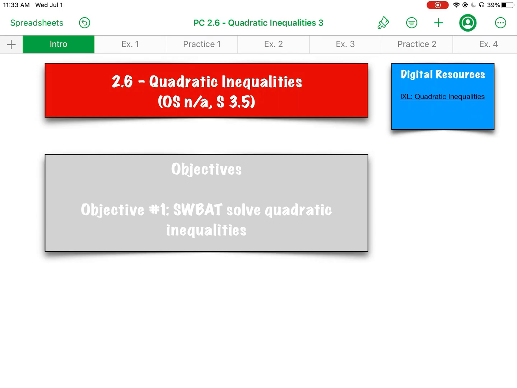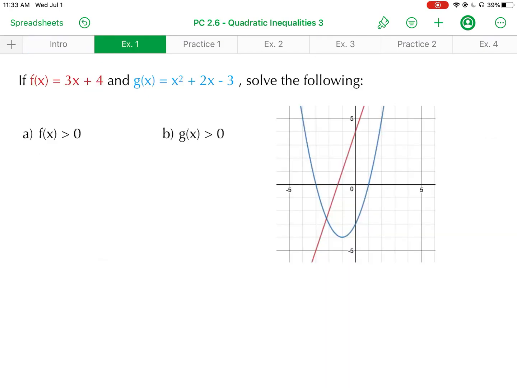All right, in this video, we're going to be looking at section 2.6, which is solving quadratic inequalities, okay? And this can be a very challenging concept to grasp. So I want to start with an example right off the bat, and we're going to try to relate solving linear inequalities with quadratic inequalities, both algebraically and graphically, okay?